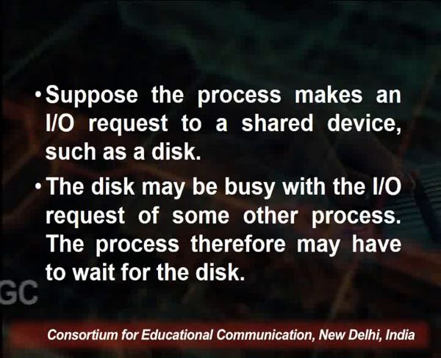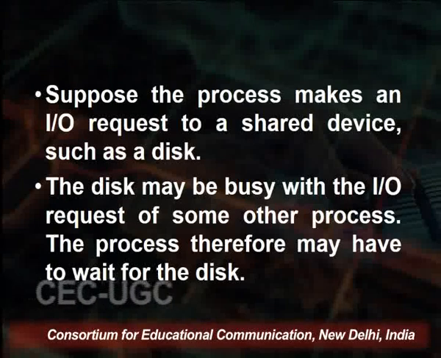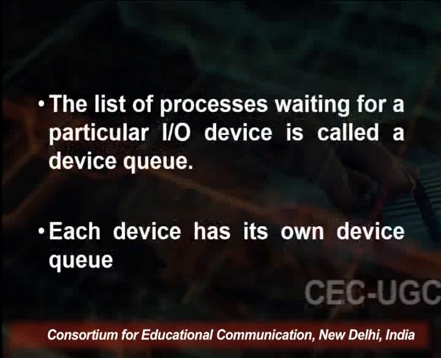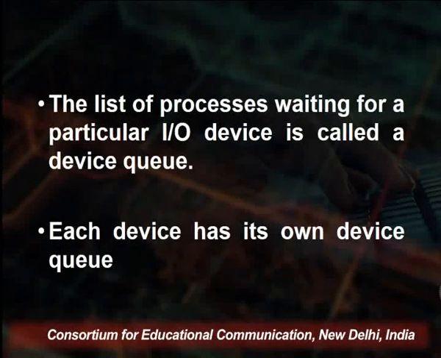Earlier it was in the job queue, then it came inside the ready queue, got the CPU execution with the interruption. Now it is again admitted inside a device queue, because that device, which as an example I am taking as disk, is not free to serve that particular process. So a list of processes which is waiting for a particular input output device is called a device queue, and each device has its own device queue. Now how this scheduling is going to happen, let us try to understand with the help of a figure.